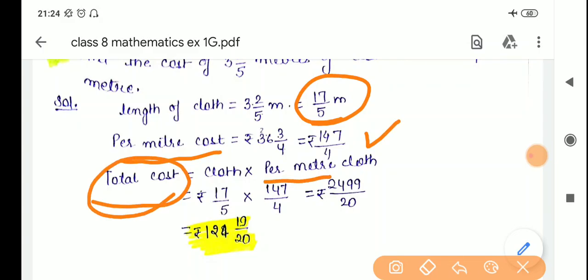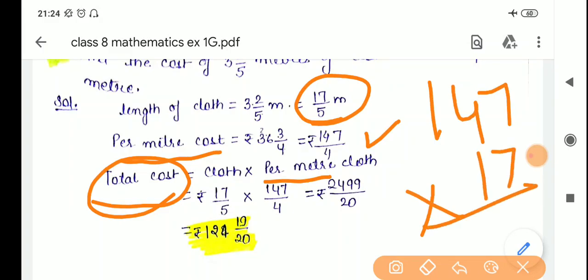First of all we will see, can we cancel out? No, it is not possible to cancel out. Nothing is divisible by each other. So the multiplication of 17 multiply by 147 is 2499, divided by 20. Okay, 5 multiply by 4 is 20.